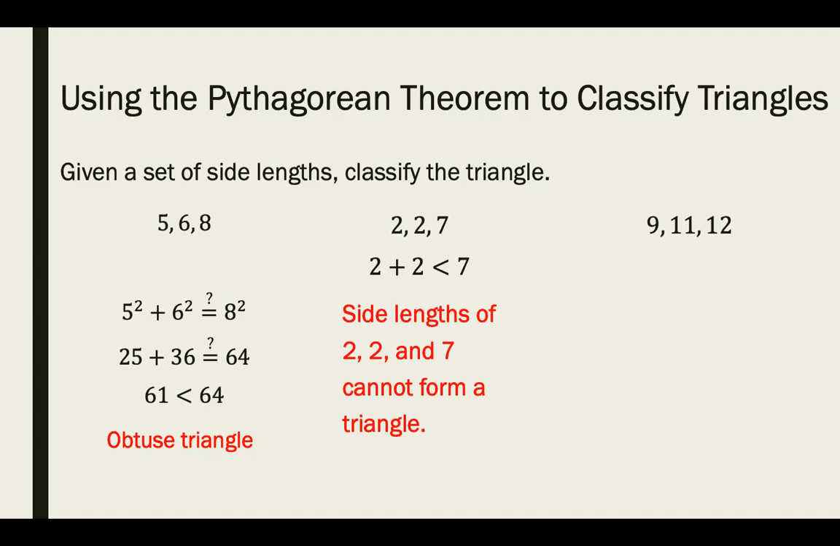Now let's try 9, 11, and 12. If we do 9 plus 11, that is 20, which is definitely bigger than 12. So we're good to proceed. Let's plug them into the Pythagorean theorem and see which side is bigger. We get 81 plus 121, and we want to compare it to 144. In this case, we get 202. So this time the left side is bigger, which means it's an acute triangle.